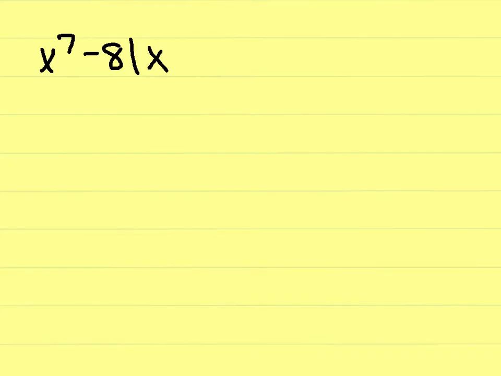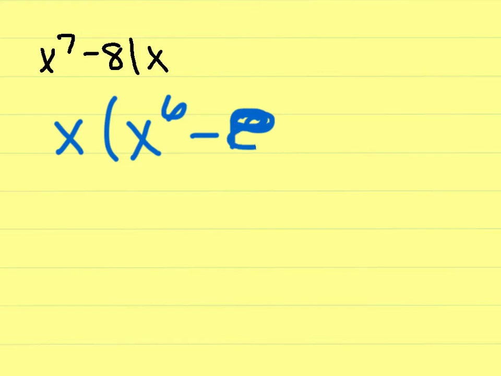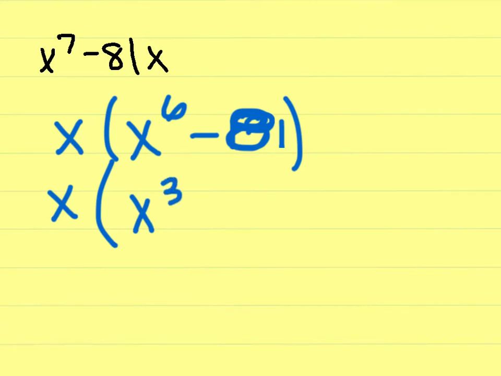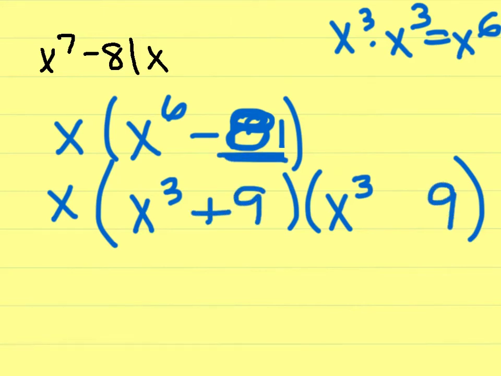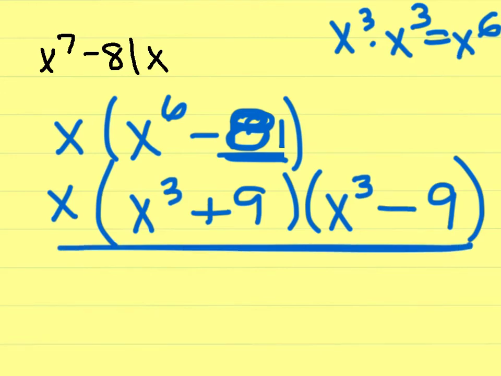In this example, it's x to the seventh minus 81x. You can take out an x from both items and be left with x to the sixth minus 81. Okay, we do have a difference of two squares because x to the sixth, its square root is x to the third. If you multiply x to the third times itself, you add the exponents and get x to the sixth. So that works out, and 81 is a perfect square. You end up with a 9. Alternate the signs, and that's your answer.